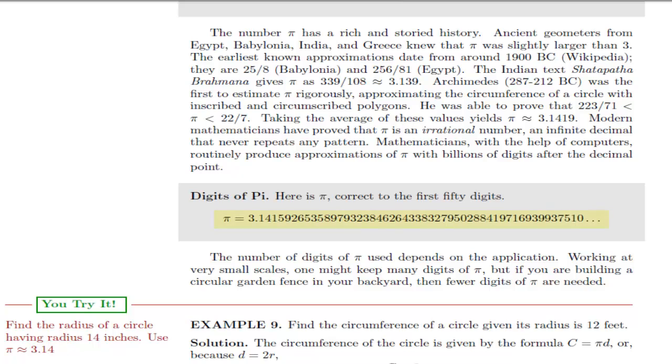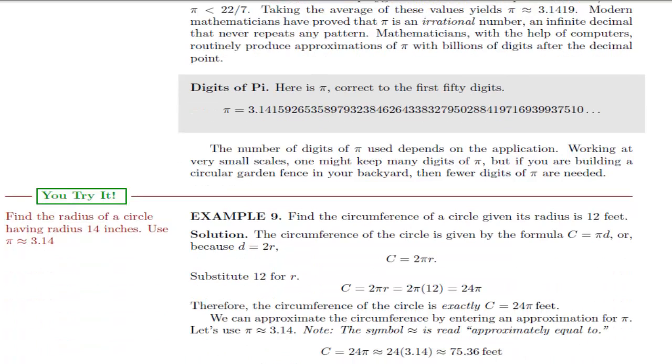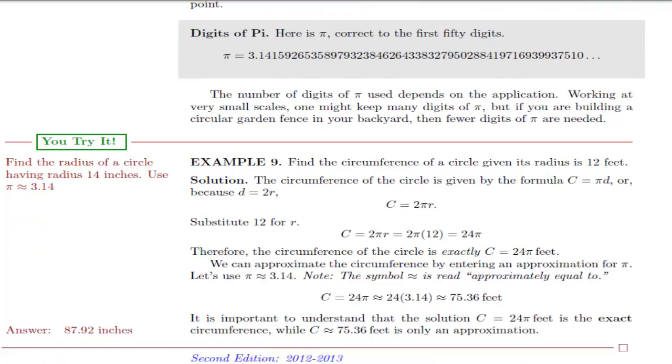Digits of pi. Here is pi correct to the first 50 digits. The number of digits of pi used depends on the application. Working at very small scales, one might keep many digits of pi, but if you are building a circular garden fence in your backyard, then fewer digits of pi are needed.